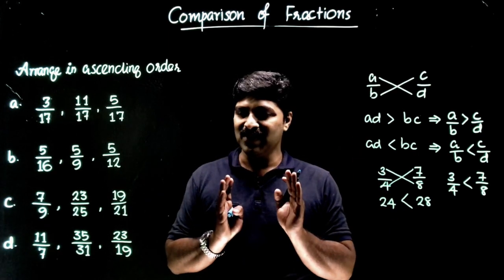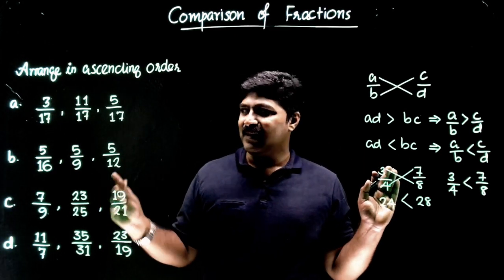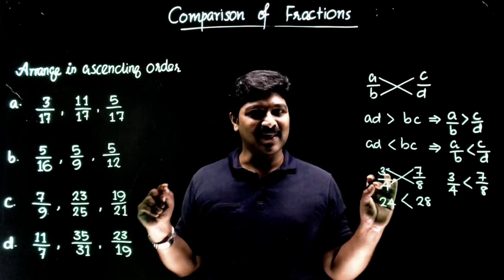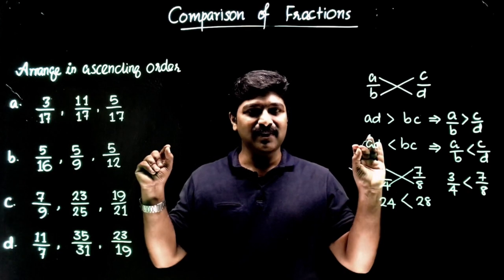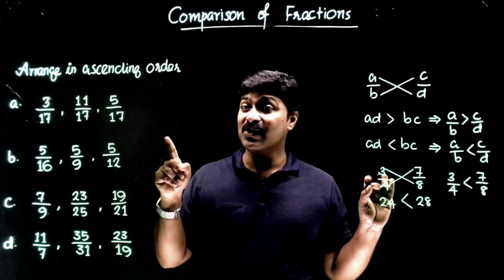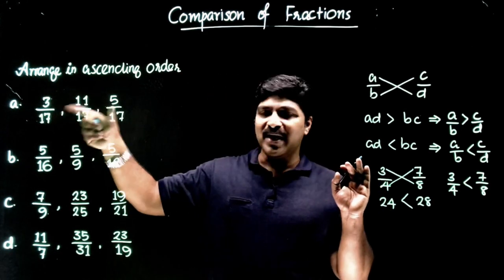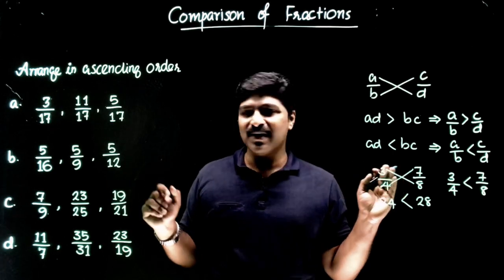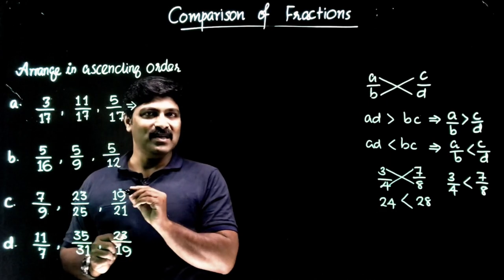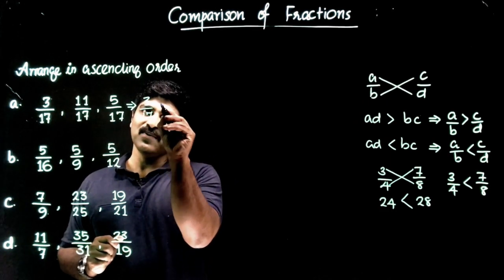In a set of fractions, if the denominators are equal, then the least fraction contains the least numerator. Keep it in your mind. The least fraction contains the least numerator. Got it? If the denominators are equal. Out of all these fractions, which has the least numerator? This is 3 by 17. So we can arrange the values like this. 3 by 17 is the least one.